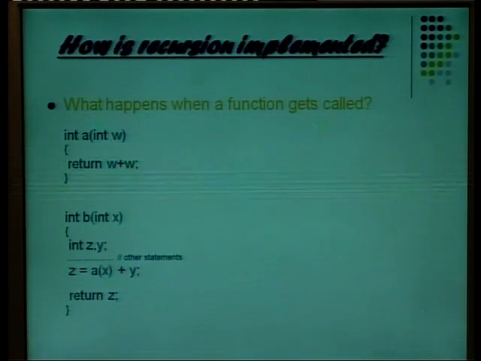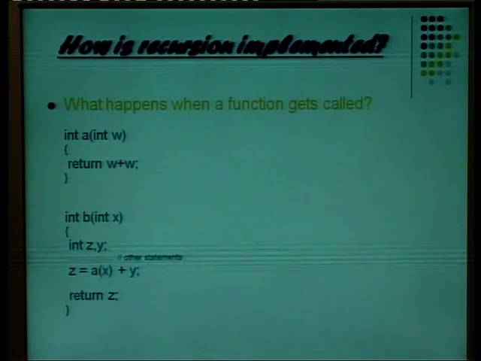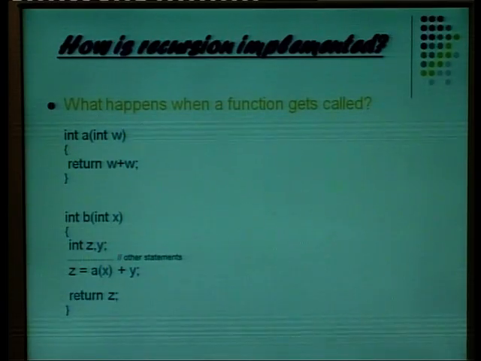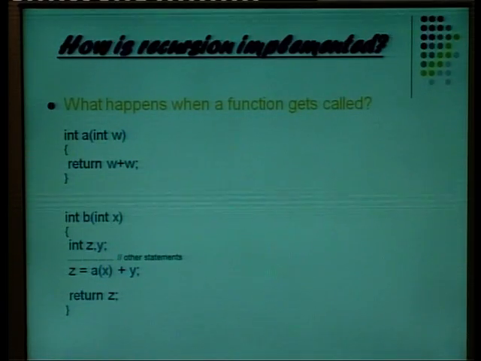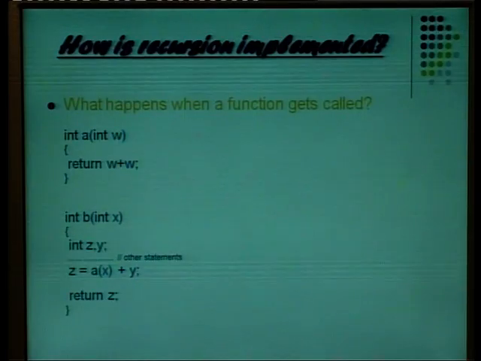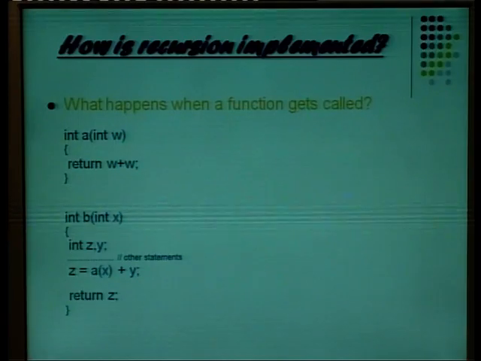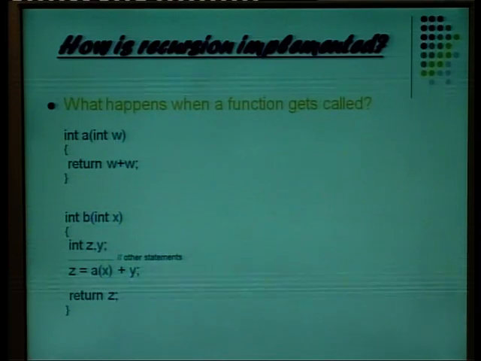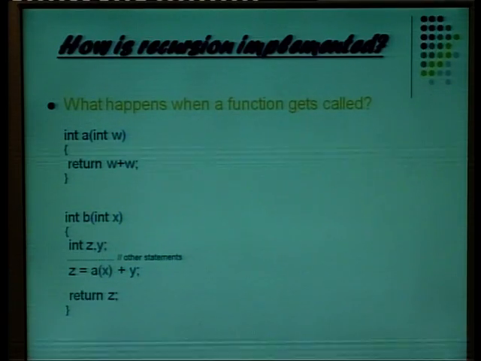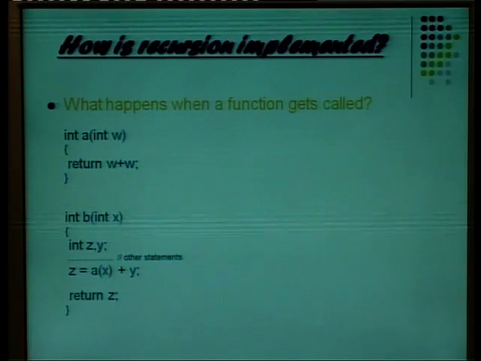How is recursion implemented? What happens when a program gets called? int a, int w, return w plus w. int b, int x, int z and y, z is equal to a of x plus y, return z.